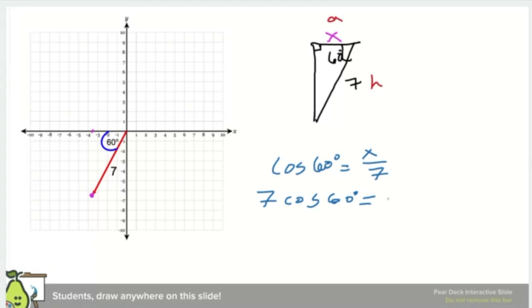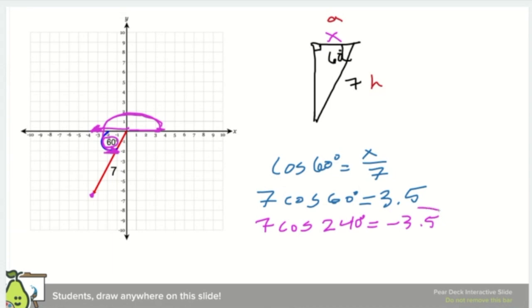That gives me 3.5. And you might think, isn't that just our horizontal component? Technically, no, because we're going this way. Shouldn't it be negative? The reason we got a positive is because we got this angle here. We need to go all the way this way to get the right horizontal measurement. So if this is 60 here, this whole thing is 180 plus 60. So really what we have is 7 cosine of 180 plus 60, which is 240. And if you put that in the calculator, you will get negative 3.5. So this is our horizontal component.